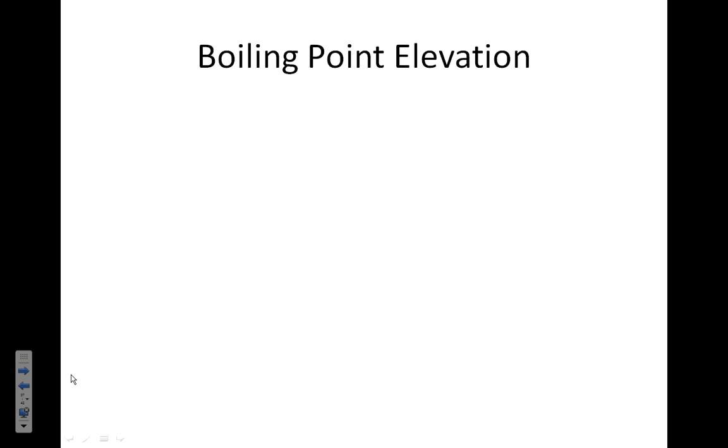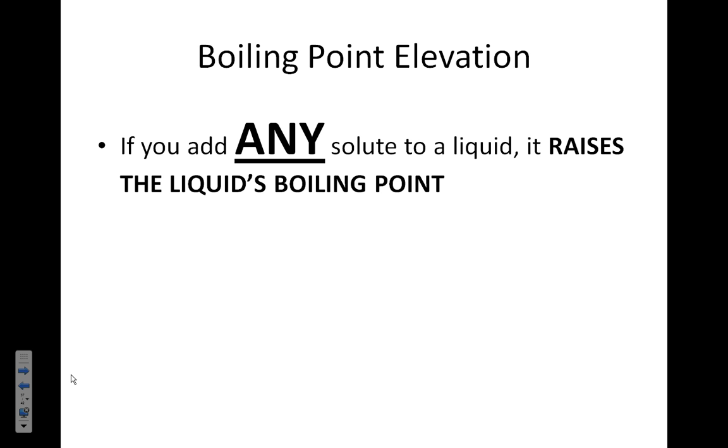Next up is boiling point elevation. This is the second of the two colligative properties that we're going to be talking about. Again, colligative properties just means something about the solution that changes because it has a solute dissolved in it. The boiling point changes as well. And boiling point elevation says that if you add any solute to a liquid, it will raise the liquid's boiling point. So it does the opposite for the boiling phase change.